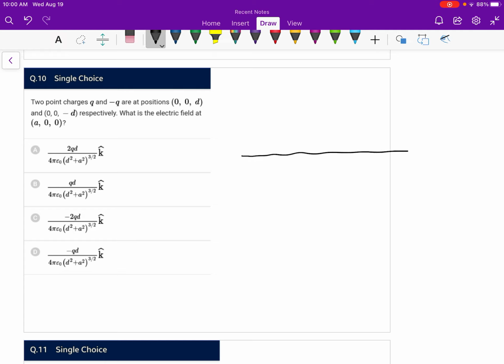So let's say this is the z axis and this is the x axis. Particles are located at (0, 0, d) and (0, 0, -d), with charges -q and +q, and we have to find the electric field at the point (a, 0, 0). Because of -q, the field is directed towards -q, and because of +q, the field is directed away from +q.